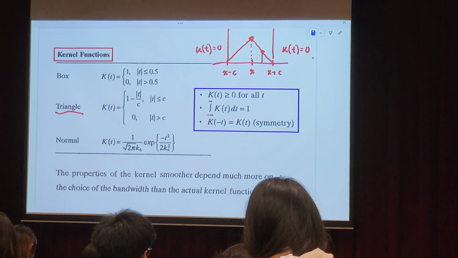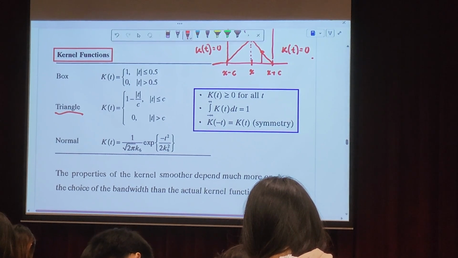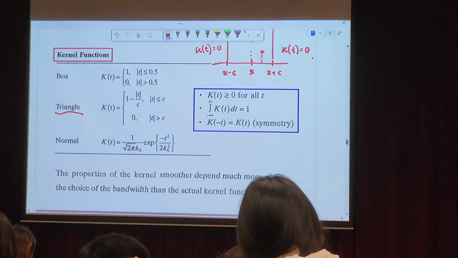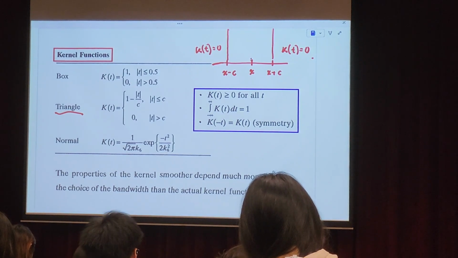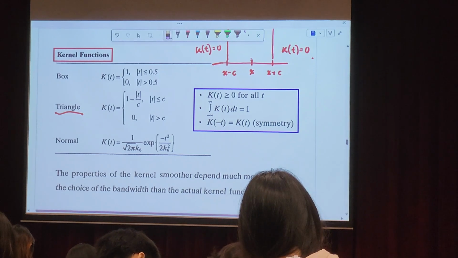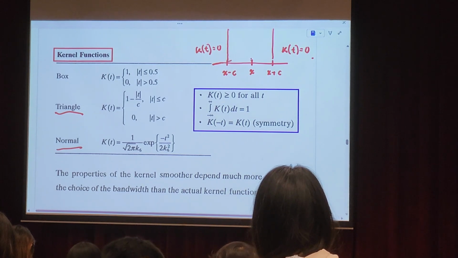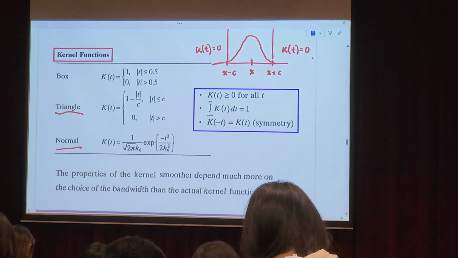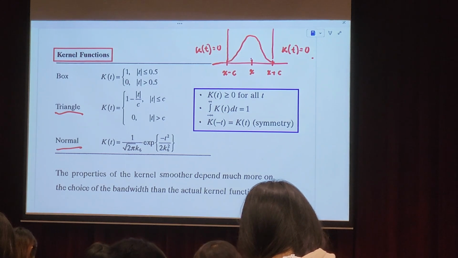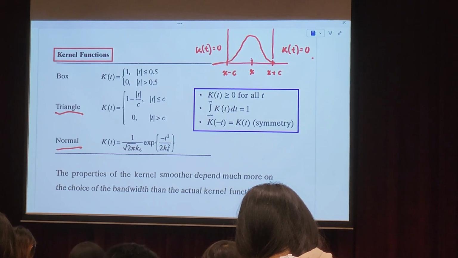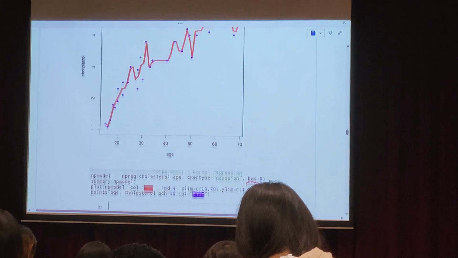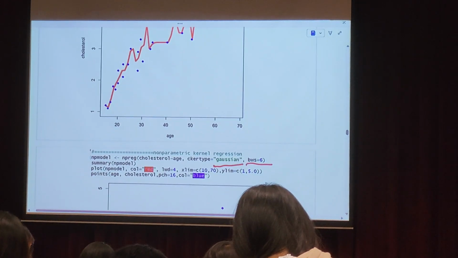Now, normal is this case. Normal is this particular weight. This one is this. So it's just a bit smoother than the triangular version. And the one that I used is called Gaussian, right? Well, that is called normal. Gaussian is another name for normal.